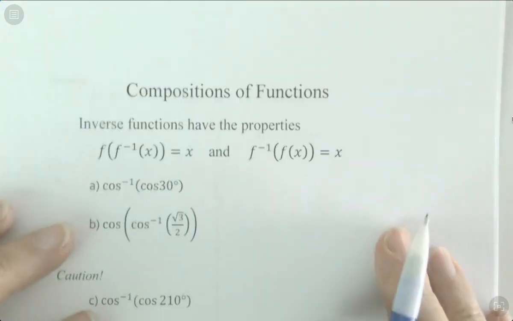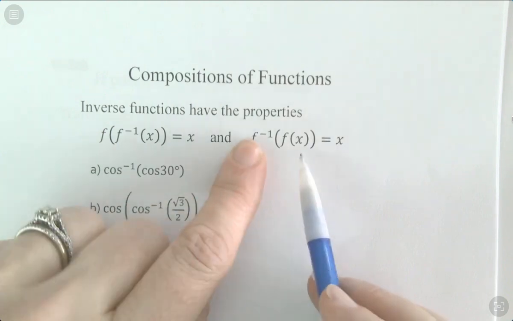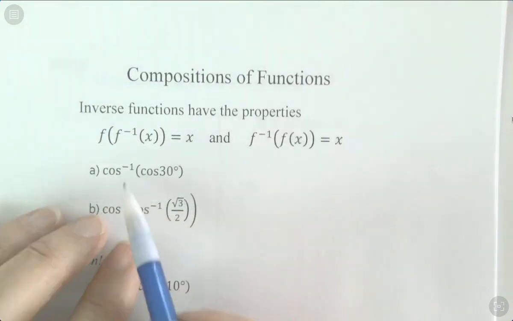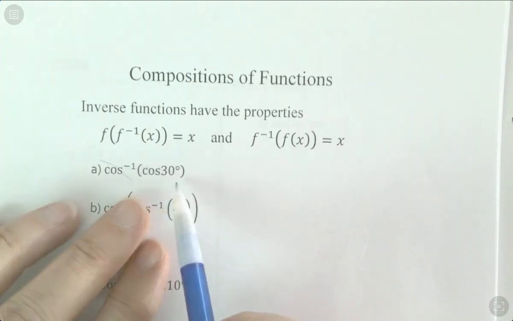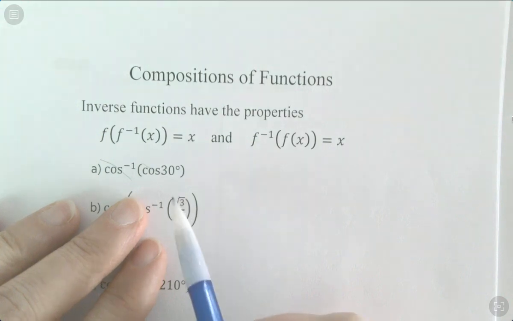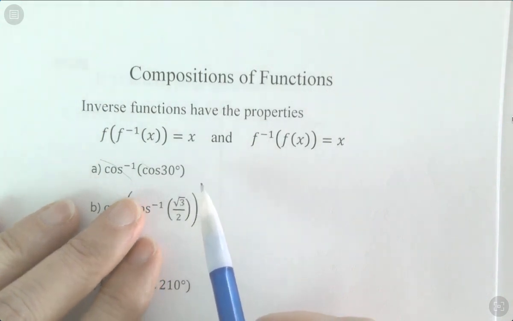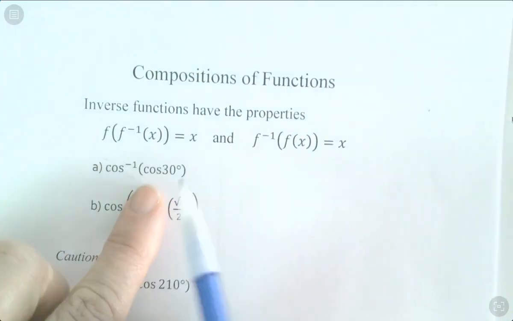Okay, composition of functions. You recall we did this last semester. f of f inverse of x usually equals x, and f inverse of f of x is equal to x. So it seems like we can do the same thing with the trig, that you can just sort of cross those out and call that 30 degrees. Sometimes you can, but sometimes you can't. So the approach here is to work from the inside out.